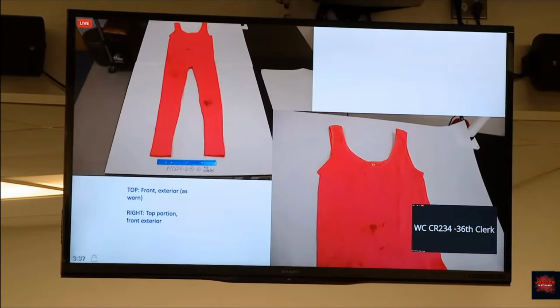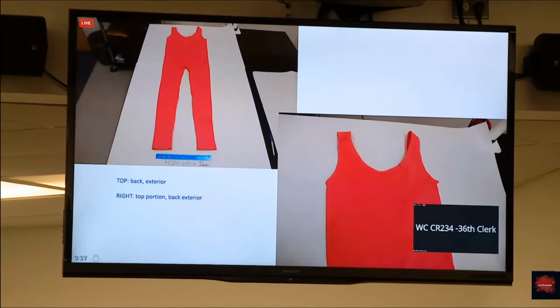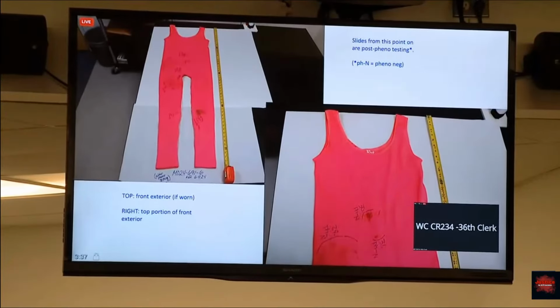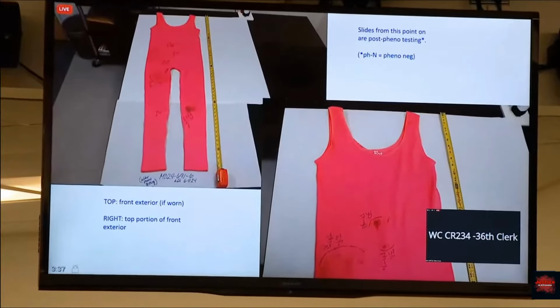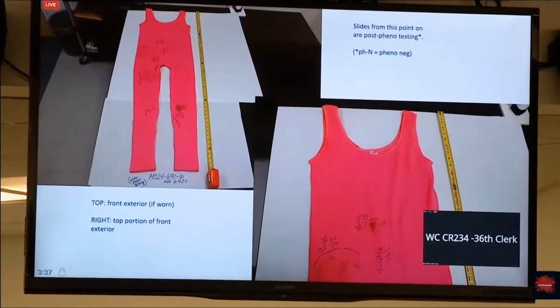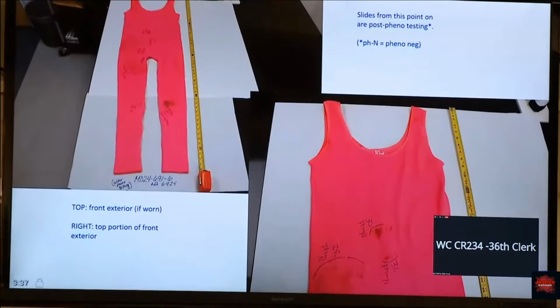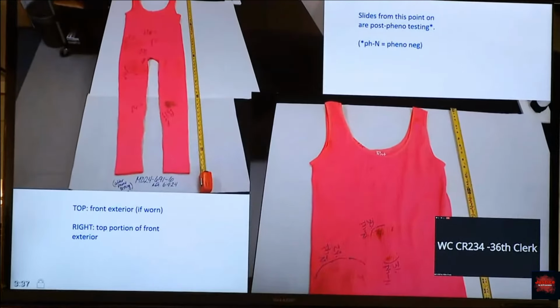And if we could go to slide 10. And we're looking at the 10th slide. Starting with the top left, can you tell us what we're looking at there and what is listed underneath that top left photo? The top left is the front exterior again, as if worn, and this was after pheno testing. And the one on the bottom right is a closer look at the top portion, I guess from like shoulder to torso of the garment.